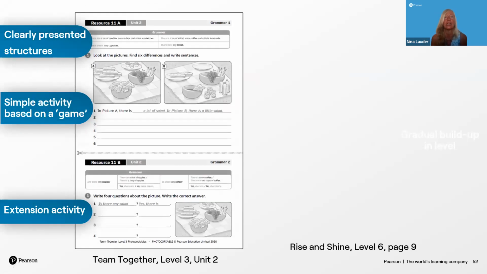So let's take again a look at some examples here. So here we have some resources for grammar. So the structure very clearly presented at the top, which would be support for our weaker students. We have a very simple activity here. Look at the pictures, find the 6 differences, and write the sentences. Well, for our lower level students, it might be find the 6 differences and write 1 sentence. And we might ask the stronger ones to find 6 differences, write a sentence, draw 2 new items, and show a partner and have them find the differences. You know, so extending it a bit more.